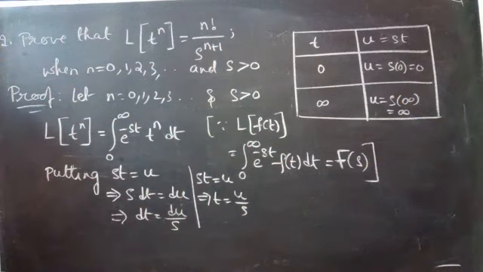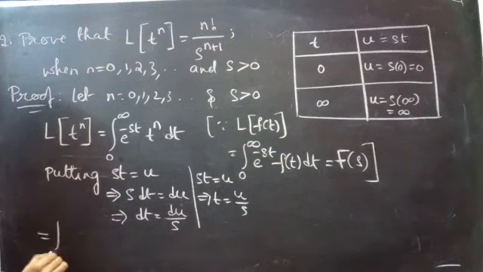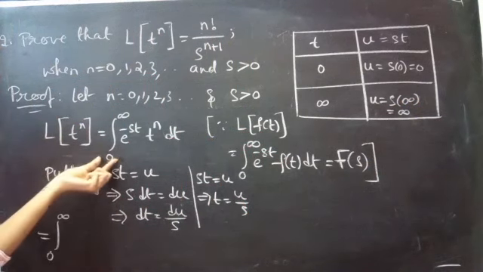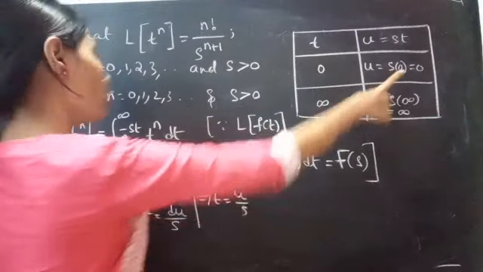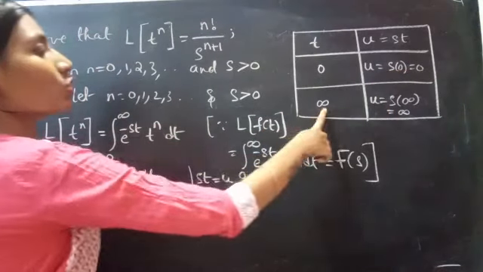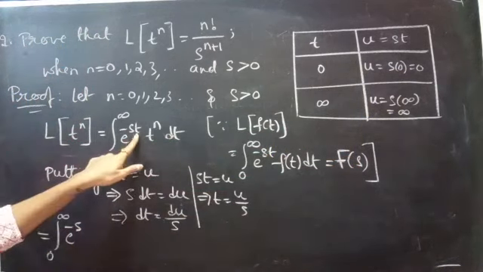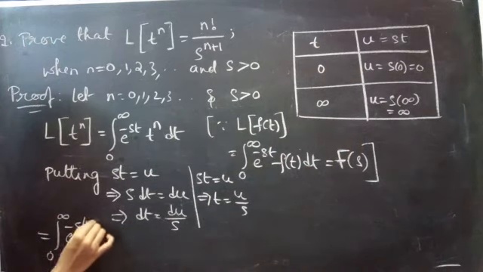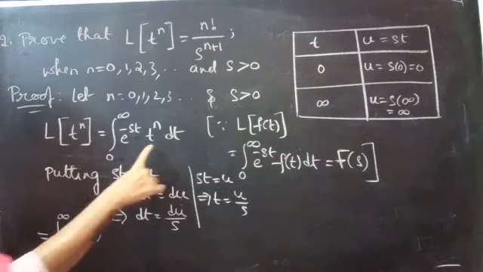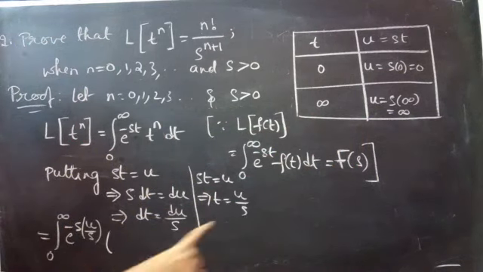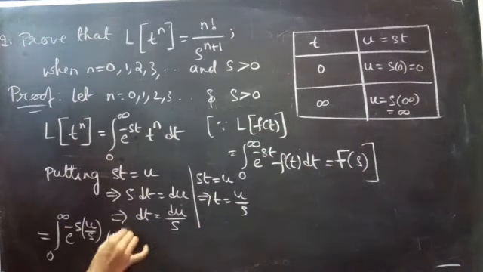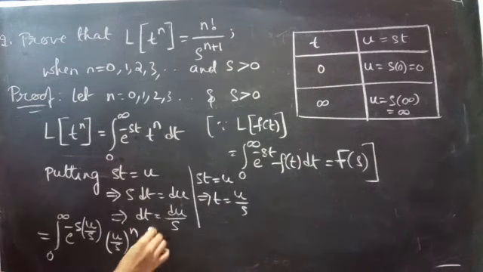Okay. So now this becomes integral from 0 to infinity. When t equals 0, u equals 0. When t equals infinity, u equals infinity. E power minus s into, now you have to replace t with u by s into t power n. Again replace t with u by s power n into dt. You're having dt equals du by s.